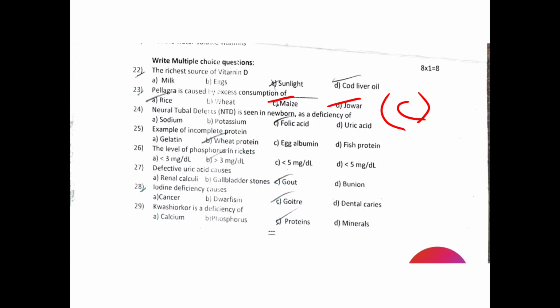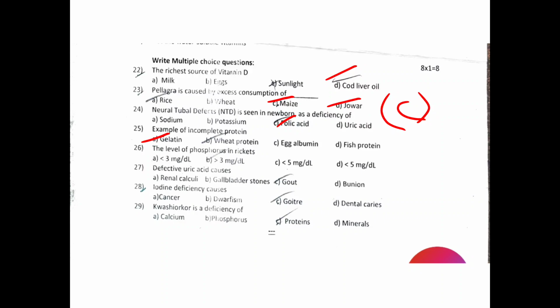Example of incomplete protein is A. Gelatin, B. Wheat protein, C. Egg albumin, and D. Fish protein. So here gelatin is the correct answer. Whatever I have given in red color tick, that is the only correct answer, because this question paper is from students, so they have marked it wrongly. That's why I am telling the answers and marking it in red color.